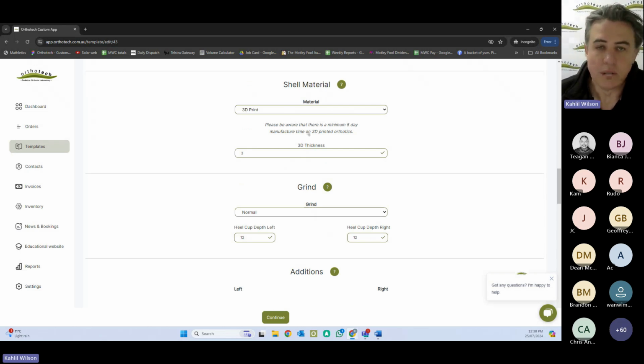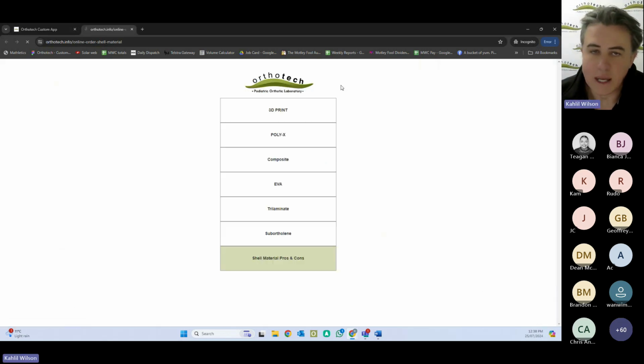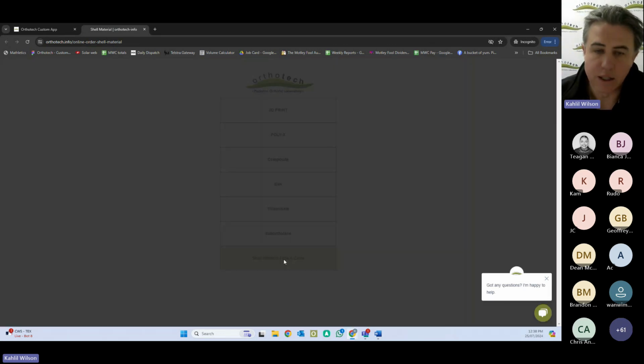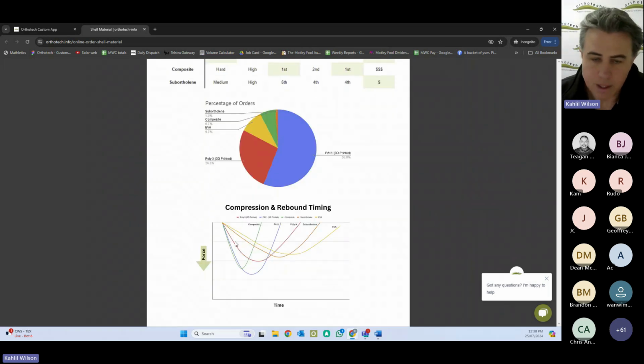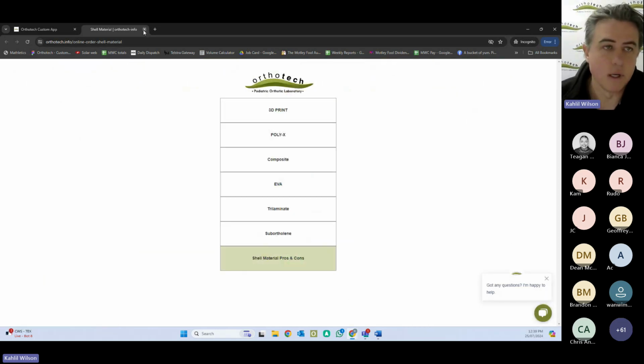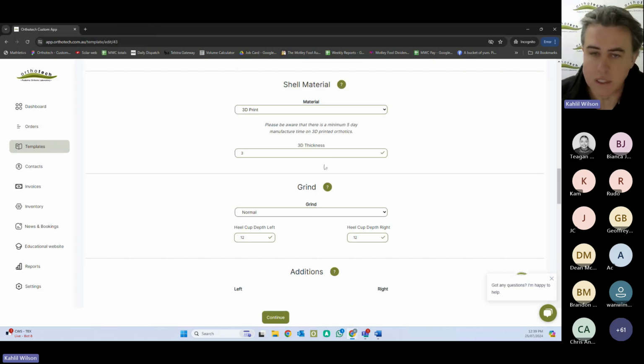Shell material, again, there's no specific reason to choose PolyX or 3D print. For those who want more information, you can click here. You can look at rebound and compression rates. The PA11 is a little bit harder to flex and it rebounds a little bit faster. PolyX is a little bit easier to flex and a little bit slower to rebound, so it's better if you're trying to decelerate pronation. But I won't go too much into that because we've got a fair bit to get through, but that information is there for you.